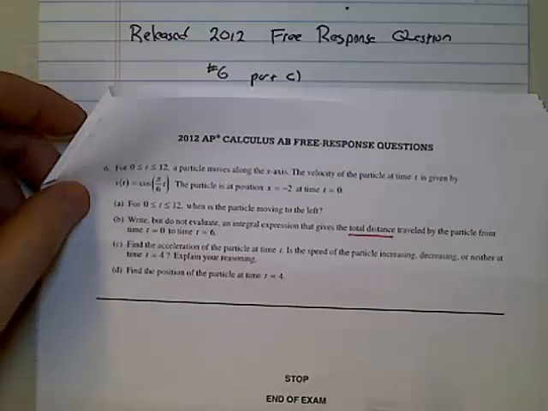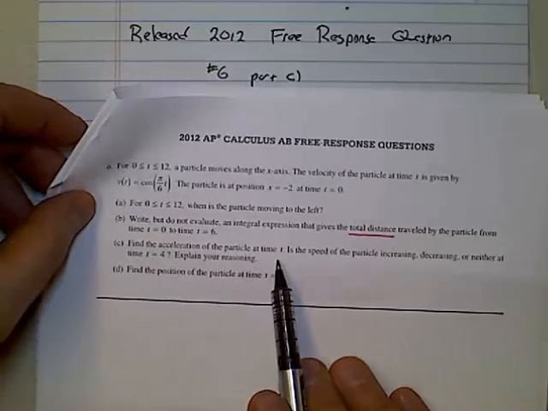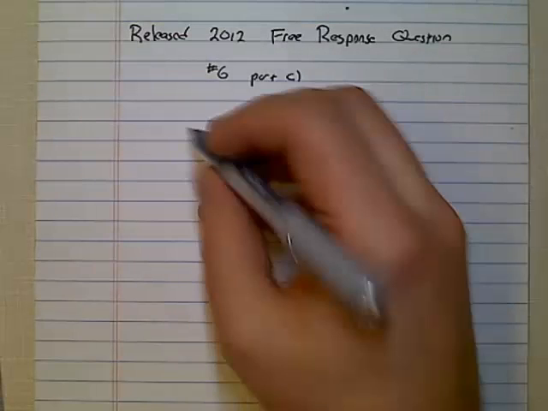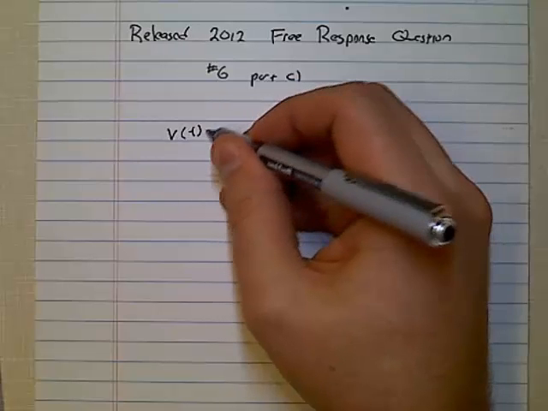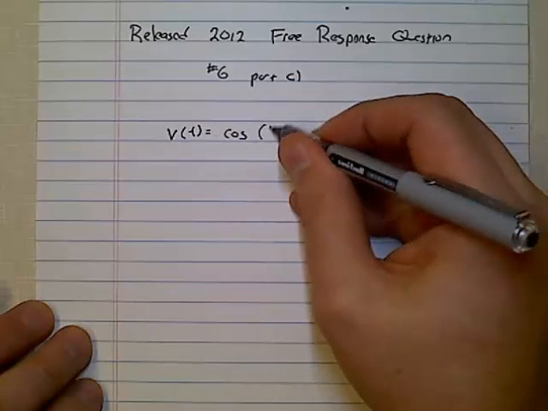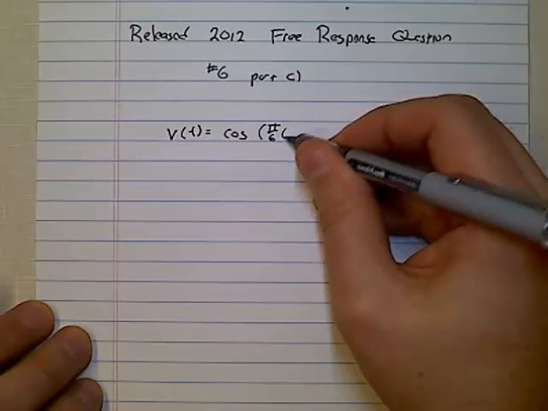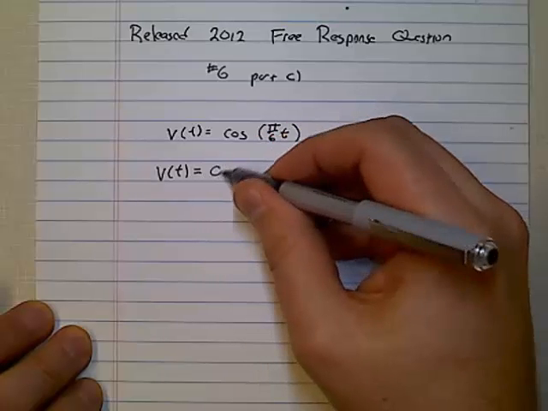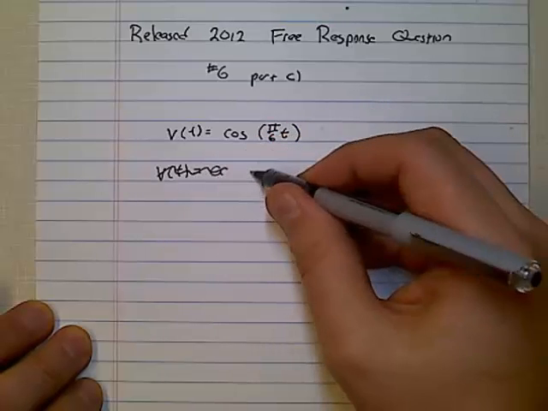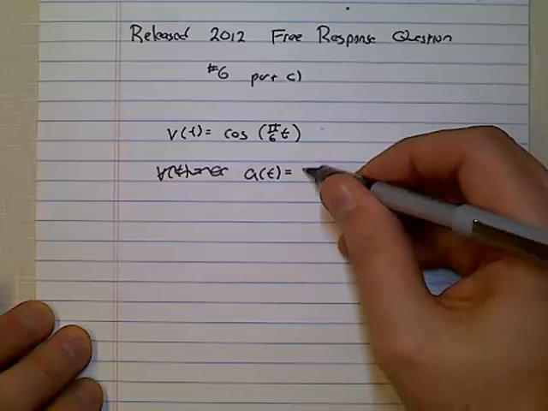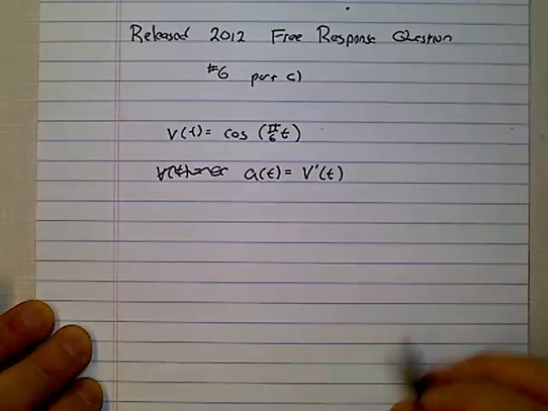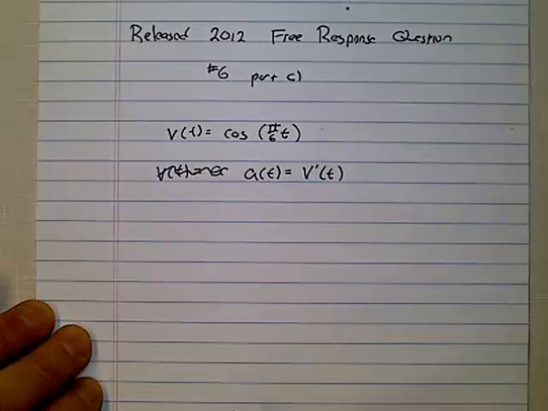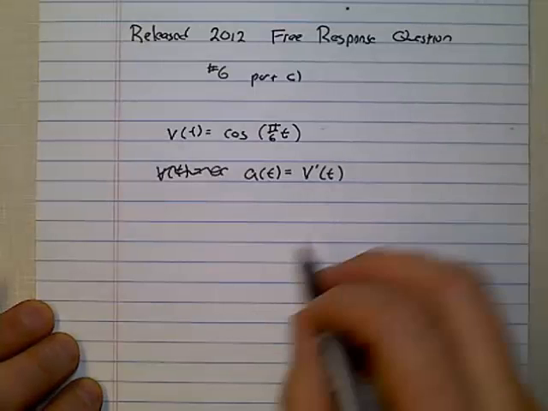So first, let's find the acceleration of the particle at time t. That's going to be an easy point for us to get as long as we can do a derivative. It's really a first semester question. So we have v of t is equal to cosine of pi over 6 t. All we need to know is that the acceleration is equal to the derivative of the velocity. It's conceivable we will get a point just for saying that acceleration is the derivative of velocity, because we've indicated that we understand that.